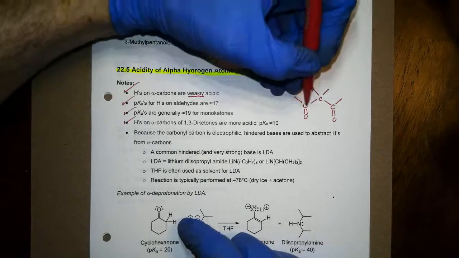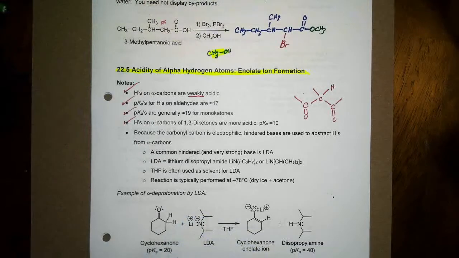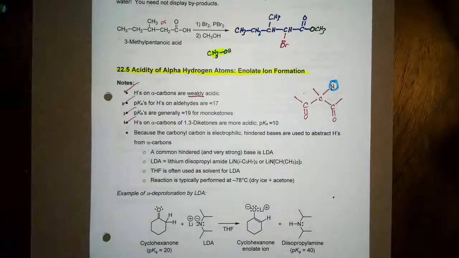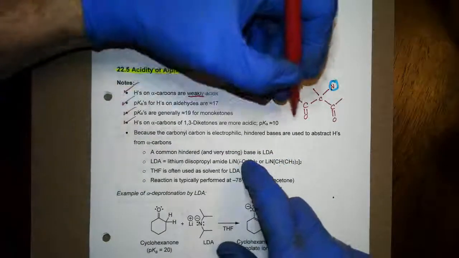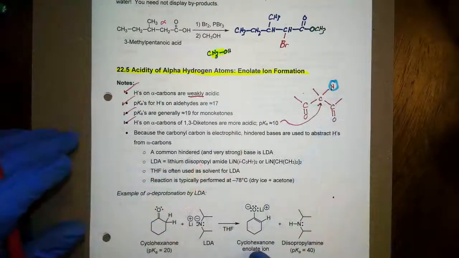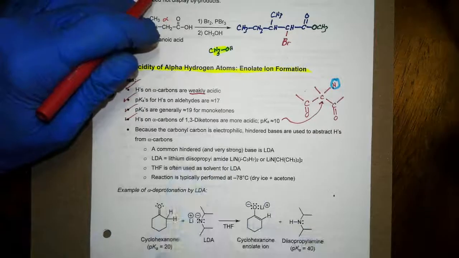That would be a 1,3 diketone. Those protons, because they're between two electron withdrawing groups, are much more acidic. Okay, right? Because there are two electron withdrawing groups flanked at the alpha carbon. So when that matters, we'll talk about that in detail.